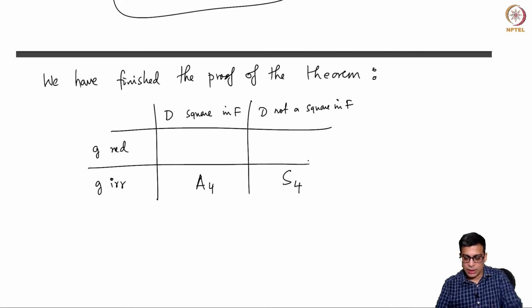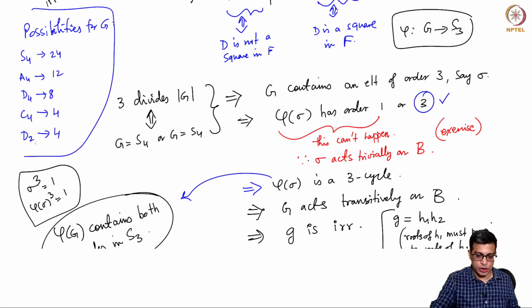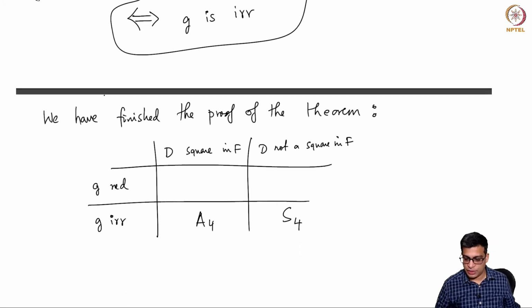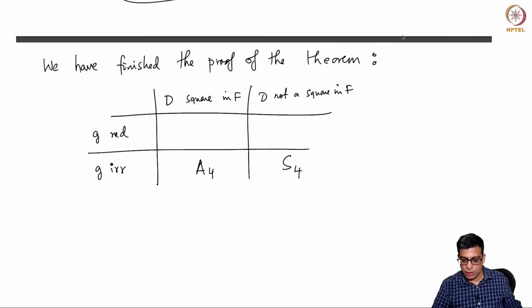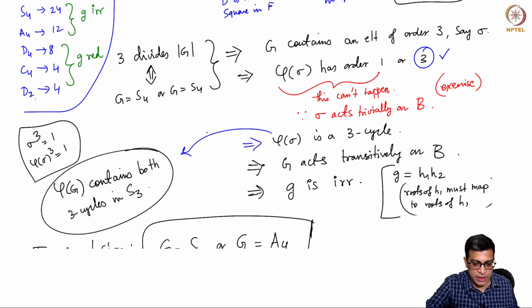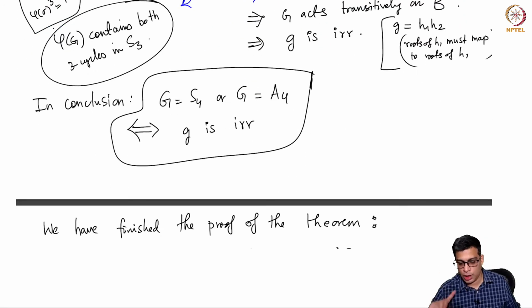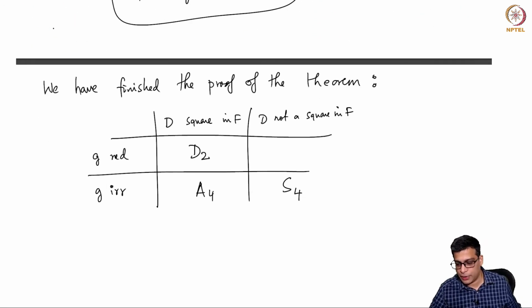So, the other case is this. In this case, you have only 3 possibilities. So, these are when G is irreducible, these are when G is reducible. When G is reducible and capital D is a square, it has to be D2, right? Because the only possibilities are D2, C4, D4, but the cases of C4 and D4 contain odd permutations, so D is not a square. So, finally, we have D4 or C4.